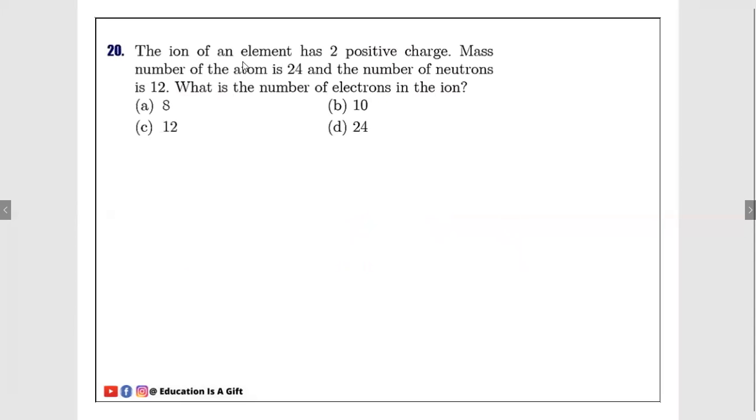20. The ion of an element has 2 positive charge. Let us take X. The ion has 2 positive charge, plus 2. So what is the meaning of plus 2? They have removed, or simply to say, 2 electrons got lost. It has lost 2 electrons.